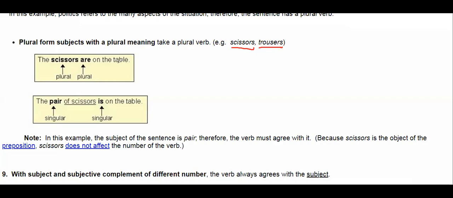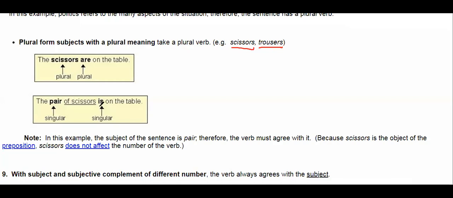Okay, you normally say, is my trouser ironed? Is my school pants ironed for my next day? No, it's always, are my pants ironed? Are my trousers washed? Are the scissors in the drawer? Okay, the scissors are on the table. Scissors is plural, are is also going to be plural.